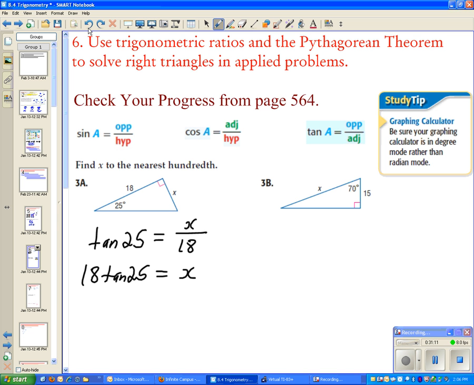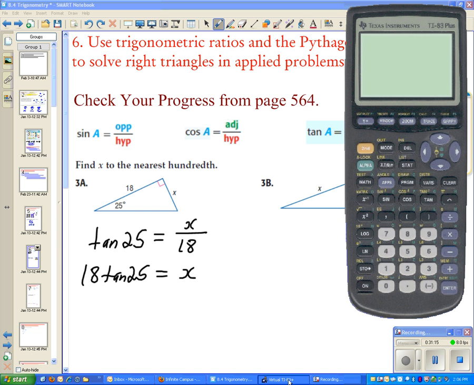Because we can simplify that, okay, with our technology. So, 18, I don't even have to use a times sign. Times the tangent of 25. I do need to make sure I'm in degree. I am. That's what x equals. So for now, let's round everything to the nearest hundredth. So that'd be 8.39 is x.